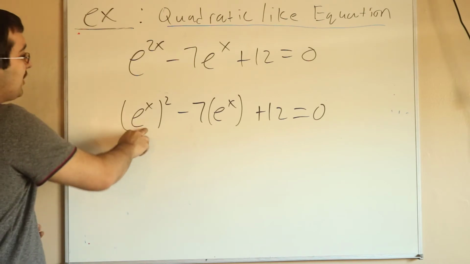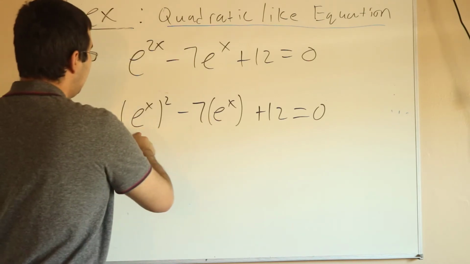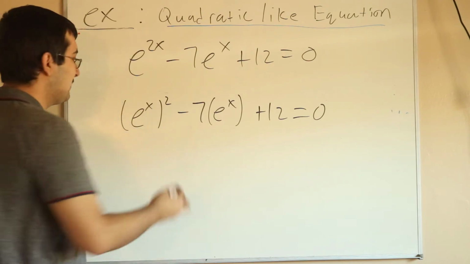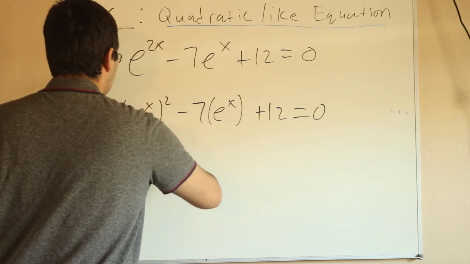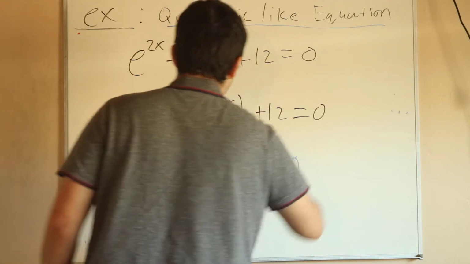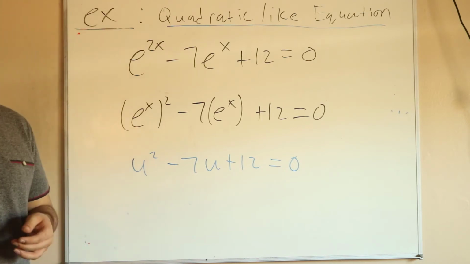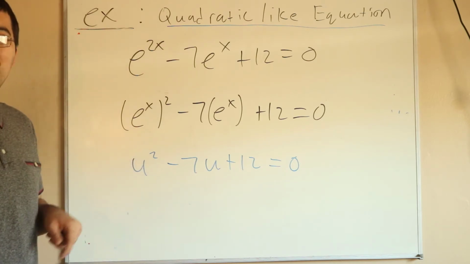Imagine if I wrote u instead of e to the x, right? So I have u squared minus 7u plus 12 equals 0. And lo and behold, that looks exactly like a quadratic equation. We know how to solve these, okay?